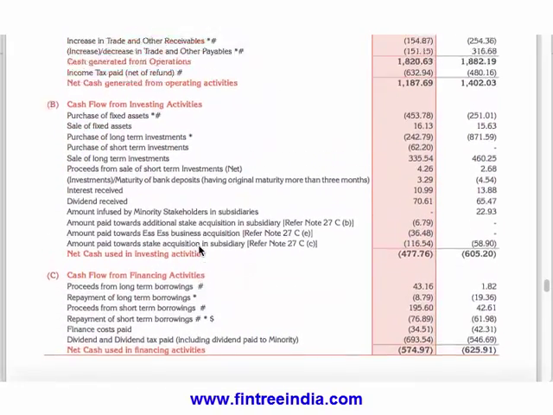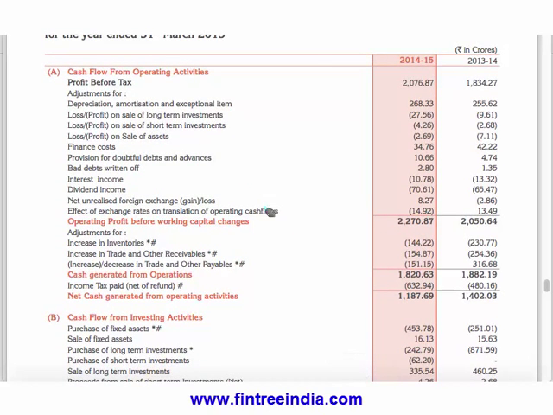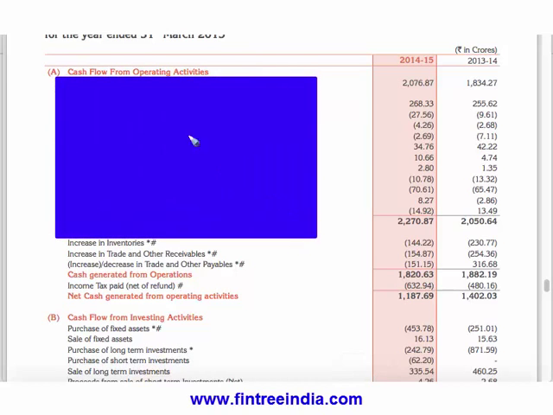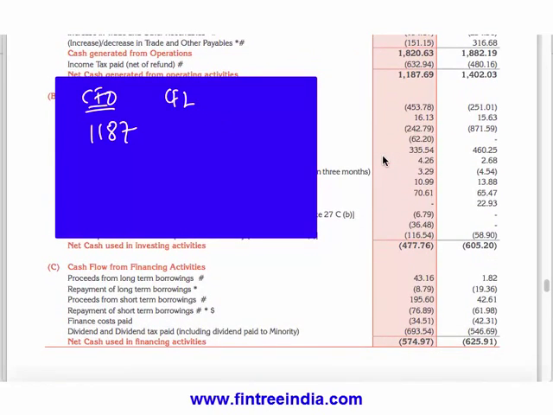Let's build an intuition on what is roughly the total cash the company has and how the cash is coming to them. So cash flow from operations this year, 1187. Then cash flow from investing activity, it is negative 477. And cash flow from financing activity, negative 574. This is typically a sign of a mature company.